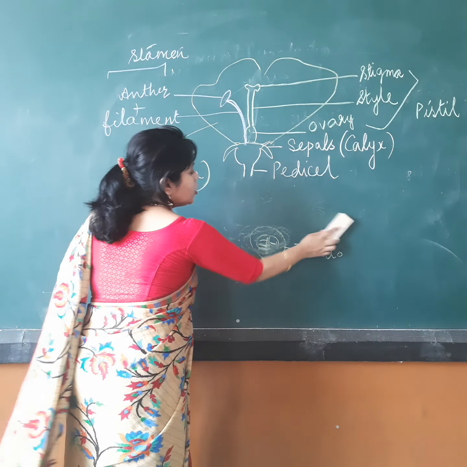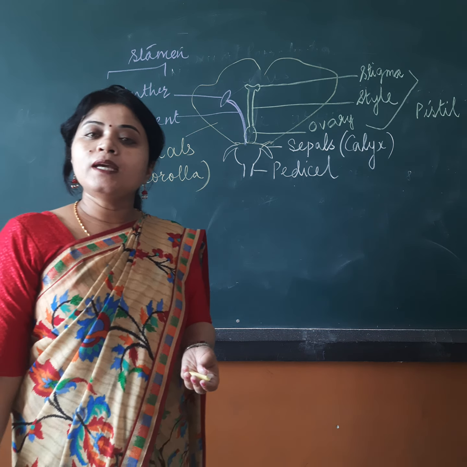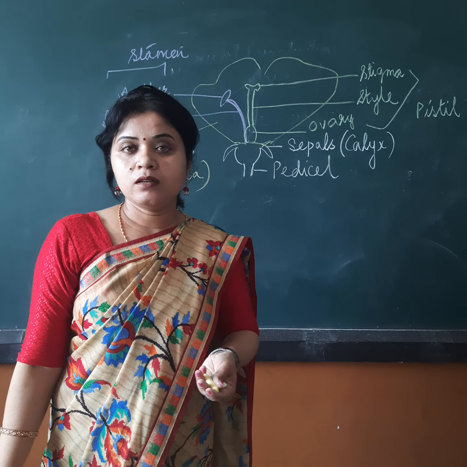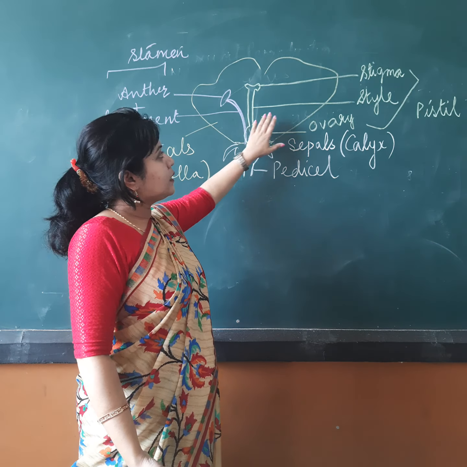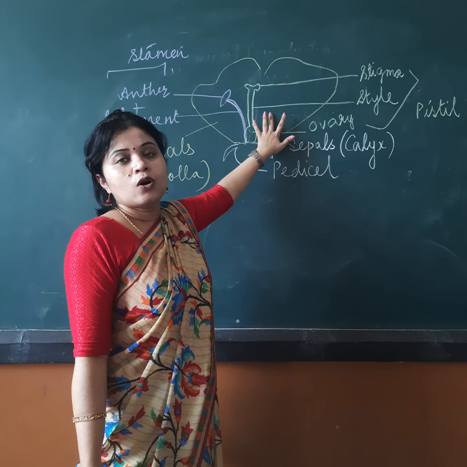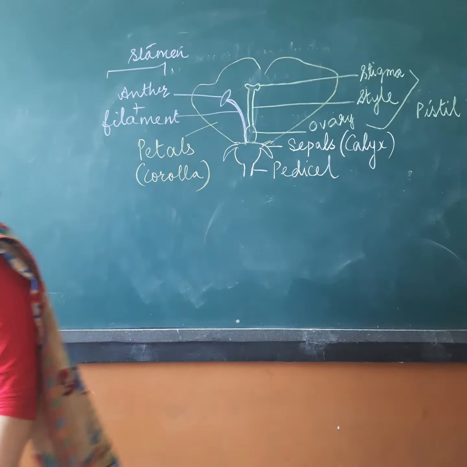And what is inside the ovules? Ovules contain the female gamete, that is the egg. That is why this is called a male reproductive organ and this is called a female reproductive organ. Now let's see the sexual reproduction in plants.